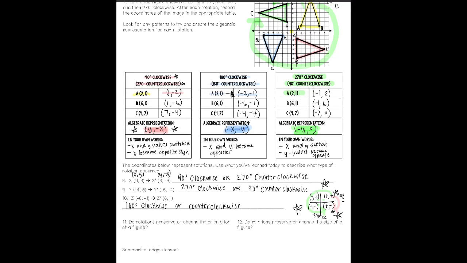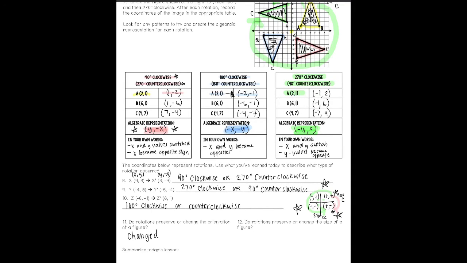All right, so last 2 questions. Number 11, do rotations preserve or change the orientation of a figure? What does orientation mean? It means the position, right? The place, where is it at, okay? So let's look up here. Originally, it's straight up and down like this, okay? Is it ever straight up and down again when we rotate? No, okay? So the orientation is actually being changed in a rotation, okay?